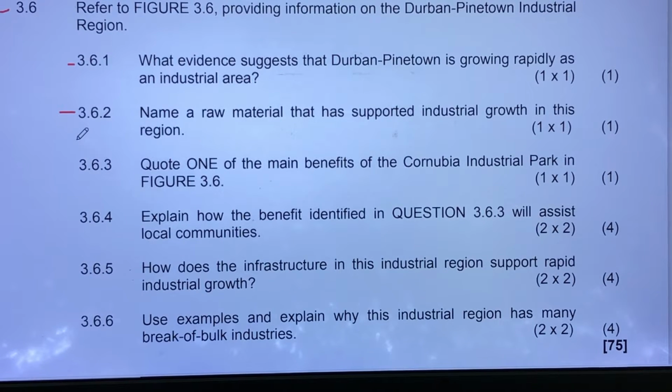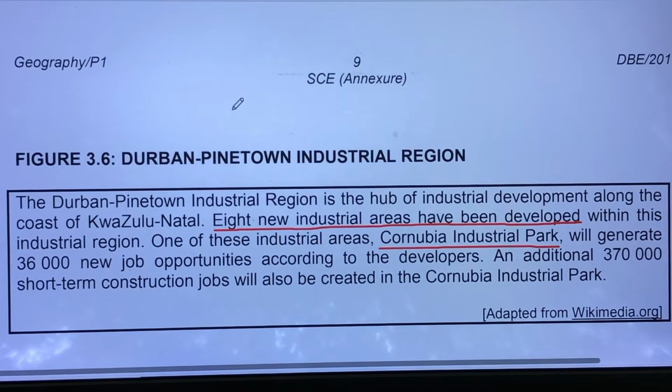Name a raw material that has supported industrial growth in this region. So you know that this region is part of the coastal region of KwaZulu-Natal, along the east, and you know that along the east, the raw materials that are likely to be found are your sugar cane, the maize, the beef, because there are a lot of cows on that side, meaning that the farmers on that side are also growing cattle. So beef is going to be a result, as well as the subtropical fruit. All right, let's move on.